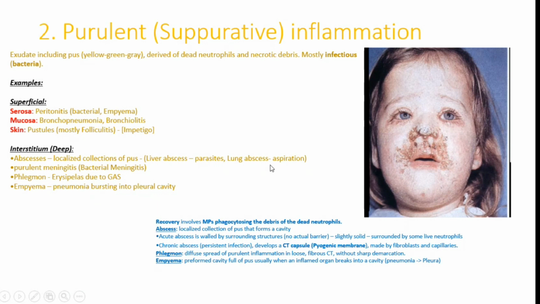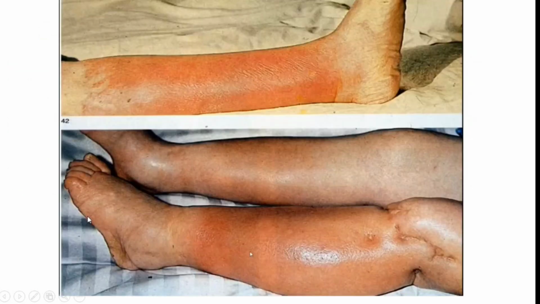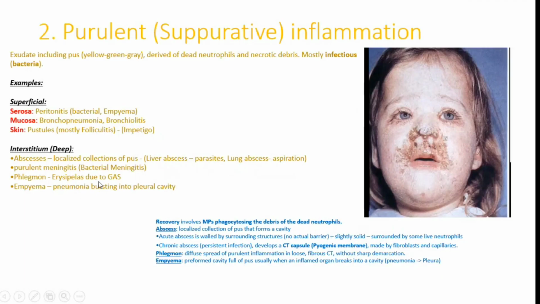or a lung abscess caused by aspiration. When we talk about phlegmon, I showed a picture in the previous slide. A very classic example of phlegmon is erysipelas due to Streptococcus bacteria. And what exactly is phlegmon? It's a diffuse spread of purulent inflammation in loose fibrous connective tissue without sharp demarcation, like mentioned over here. This is in contrast to an abscess, which is a cavity with pus localized to the cavity and in one space. So it's interesting how these two things are different.